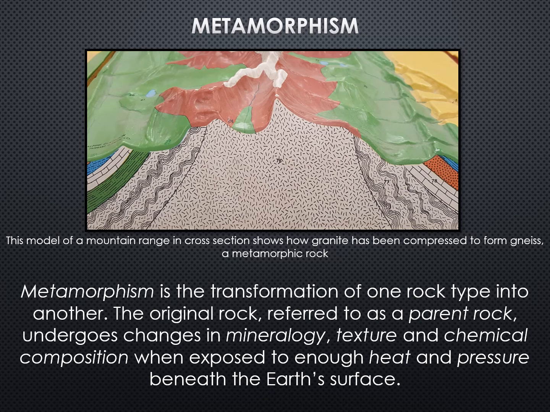On this slide, we have a diagram that shows a cross-section of a mountain range, and in the middle, we have what looks like confetti-covered rock that's actually granite. This granite has been compressed through the process of orogeny or mountain building, and through that compressional force, some of these granite bodies have been deformed into the metamorphic rock gneiss. We're going to learn about different types of metamorphism next.